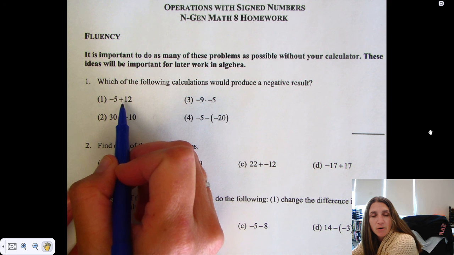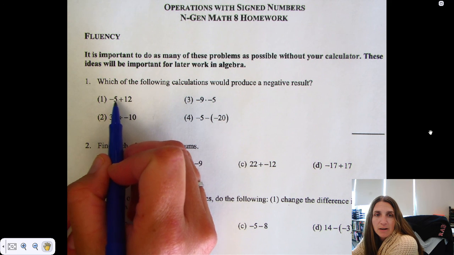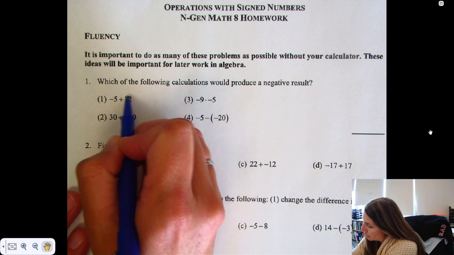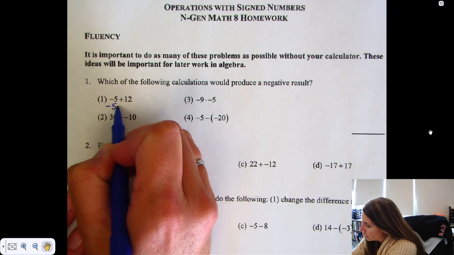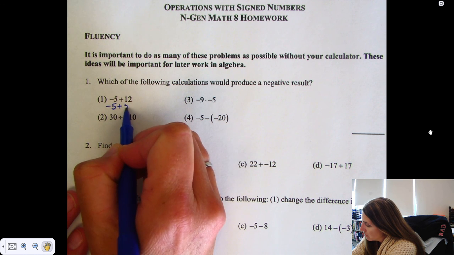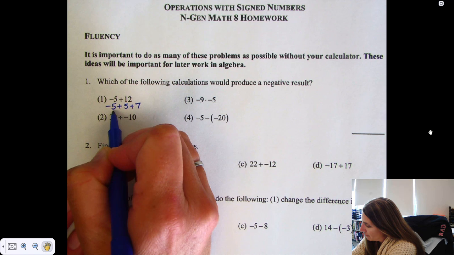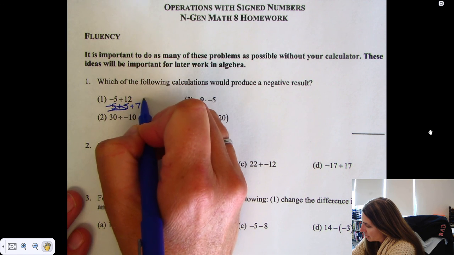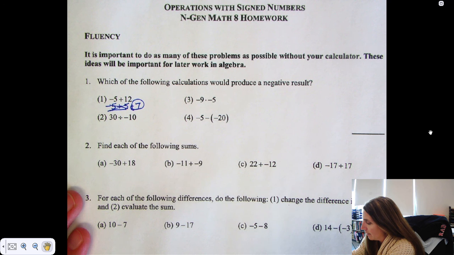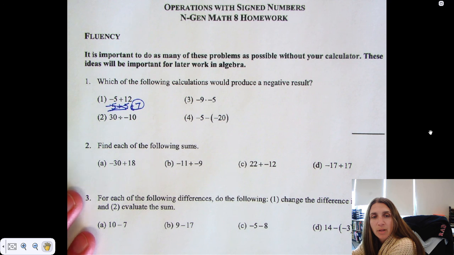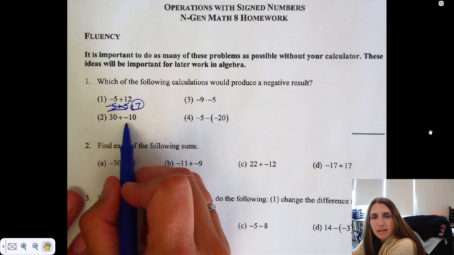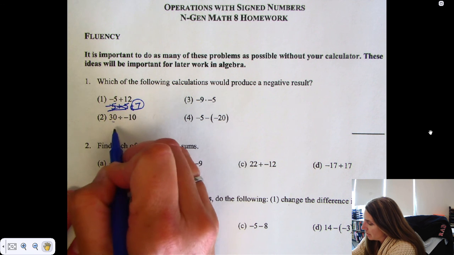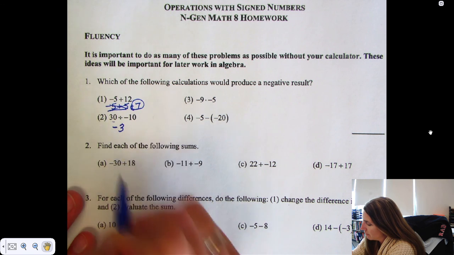So we just talked about how negative 5 plus 12, we can pull apart the 12, the one with more. 12 had more positive. So I'm going to pull it apart to be 5 plus 7. These cancel. So we're left with 7 as our answer, and that's a positive 7. When I'm dividing and there's only one negative, my answer ends up being negative. So that's going to be negative 3.